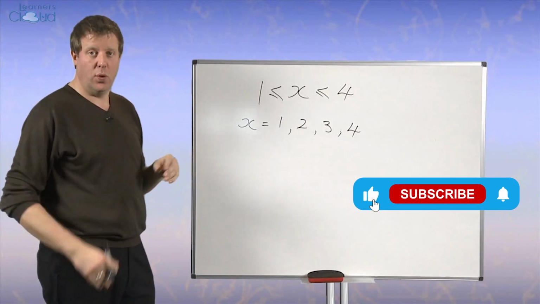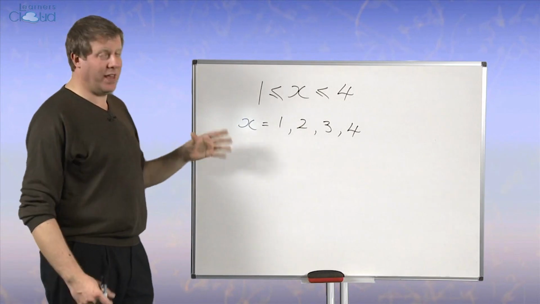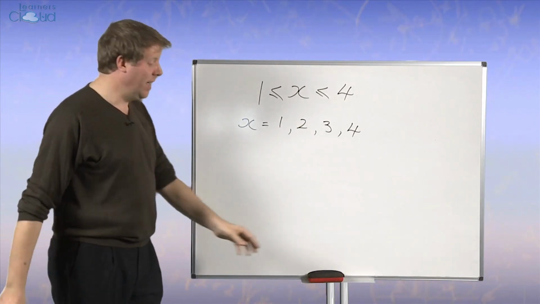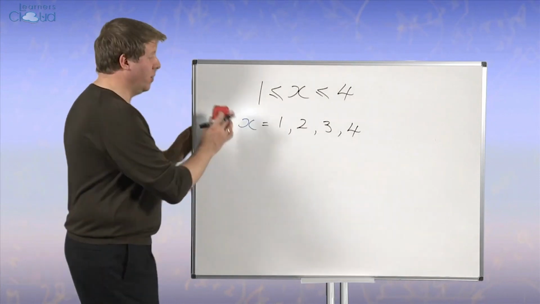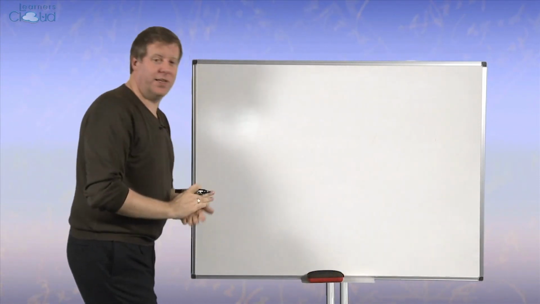There are no other whole numbers in between those numbers that we haven't written there. So they're the integer solutions to that inequality. Now, unfortunately, they won't always stay that easy. So we're going to have another look at an example here that's slightly more complicated.